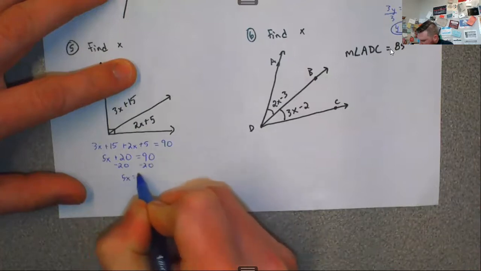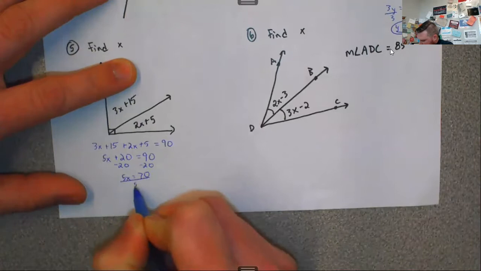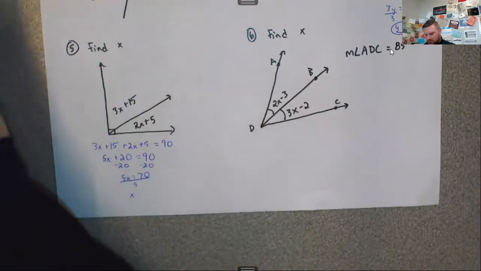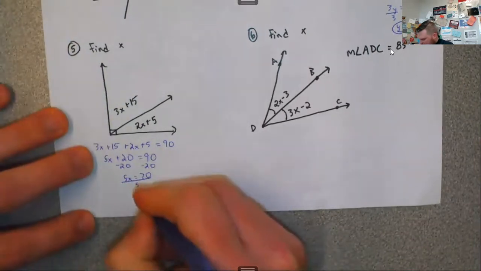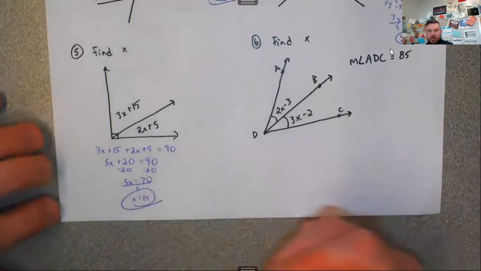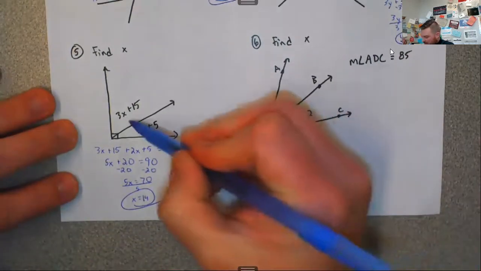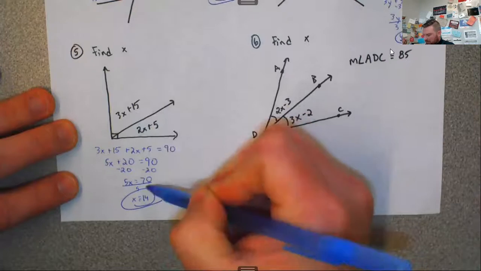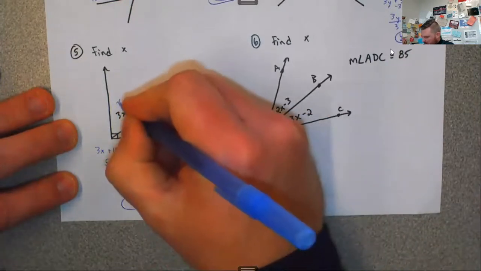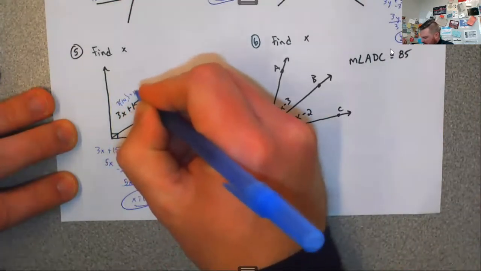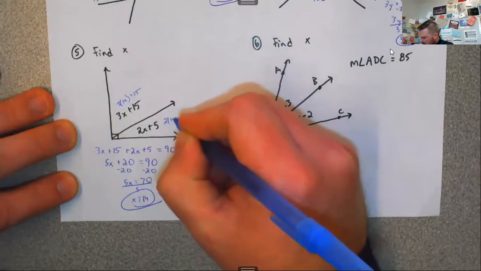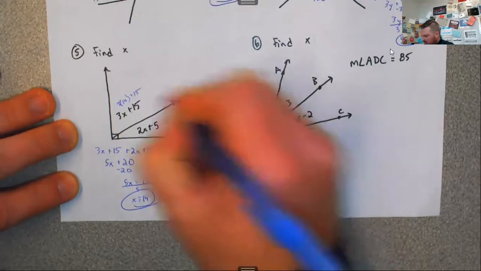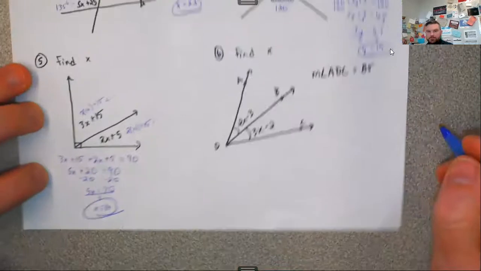5x equals 70. Divide by 5. And x equals 14. Again, if they ask you for the value of the angle, you just take that 14 and plug it in. So this is 3 times 14 plus 15. This is 2 times 14 plus 15. And you'd get out those numbers.